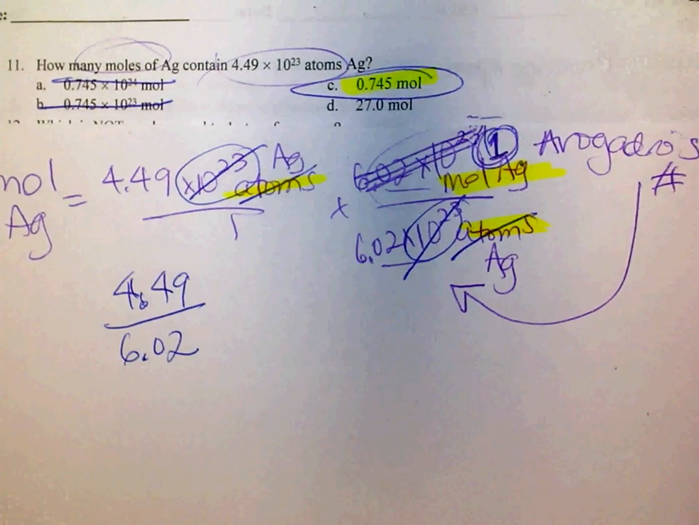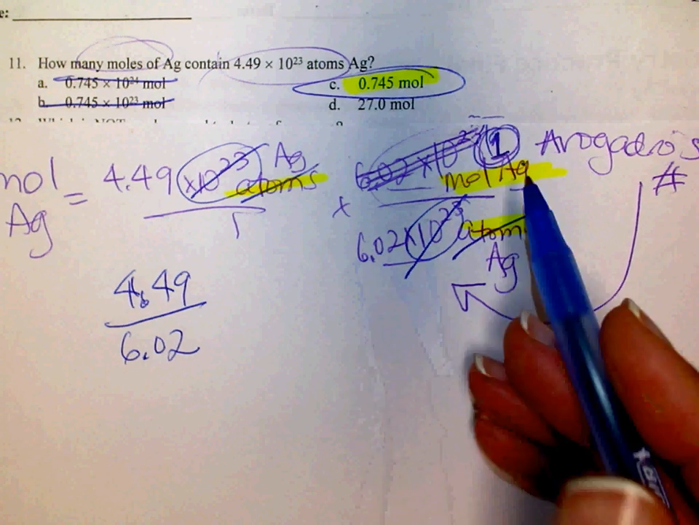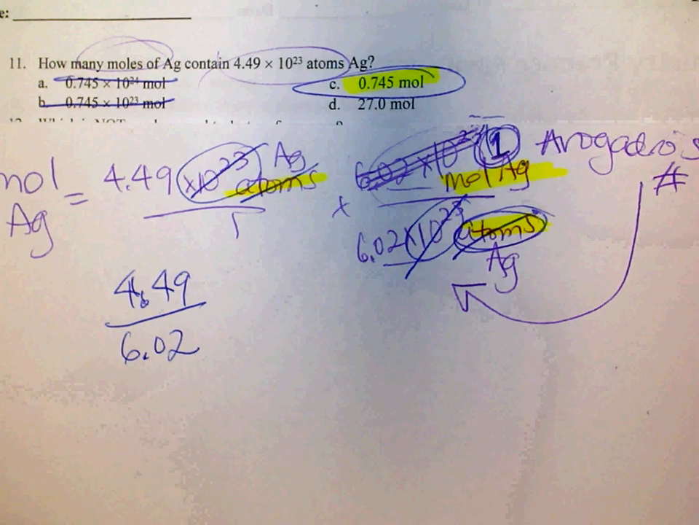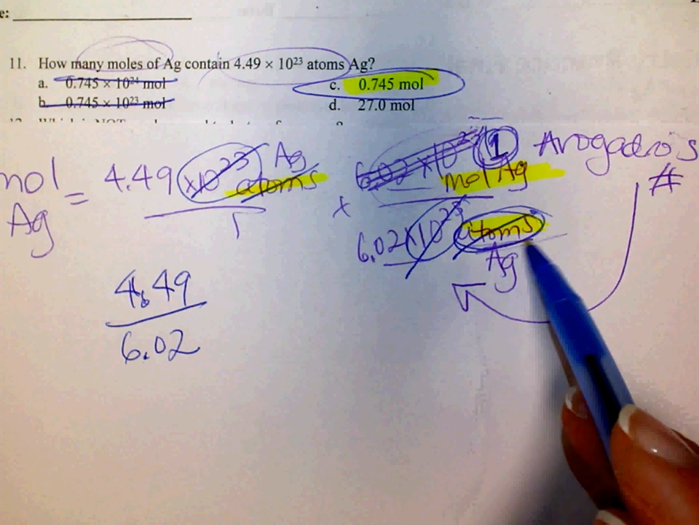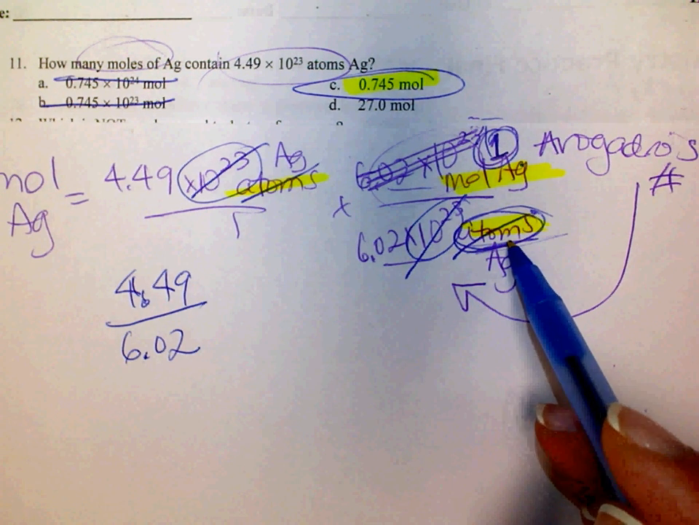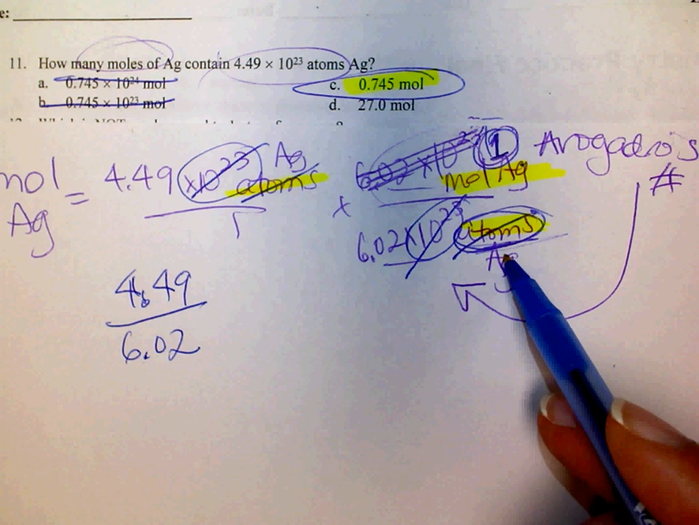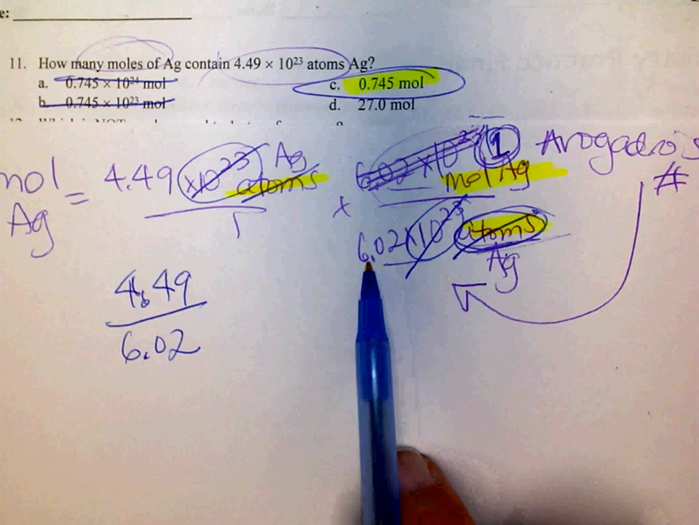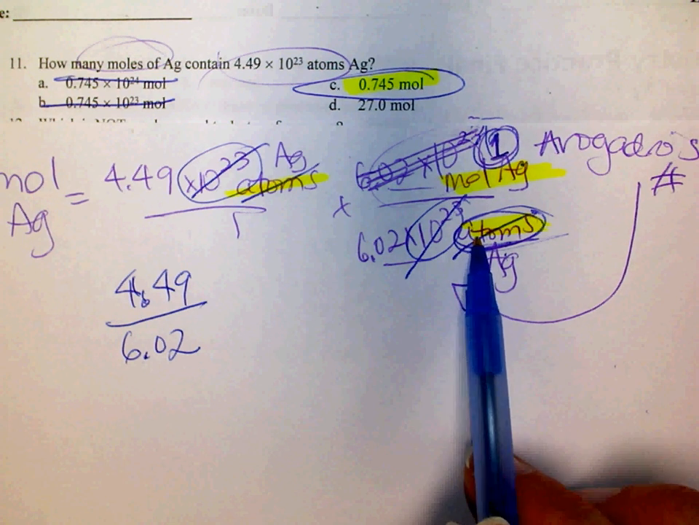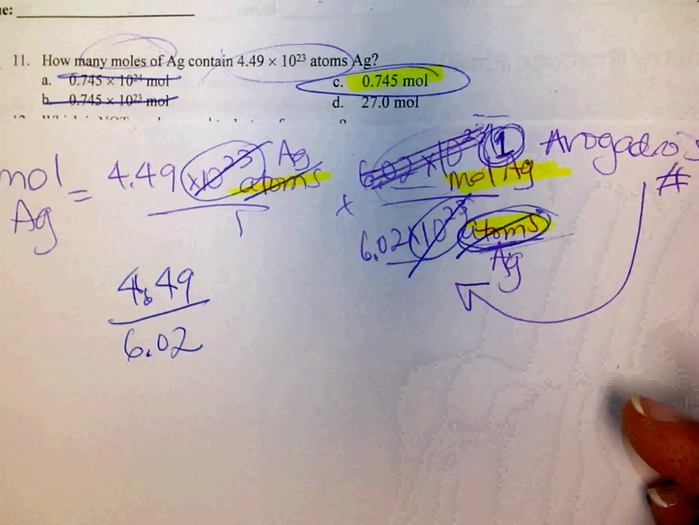All right. Why did I use Avogadro's number? Go ahead, Hunter. We're trying to convert. Yes, because we know that 6 times 10 to the 23rd atoms is equal to 1 mole.